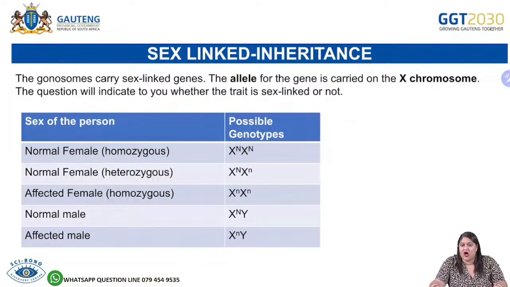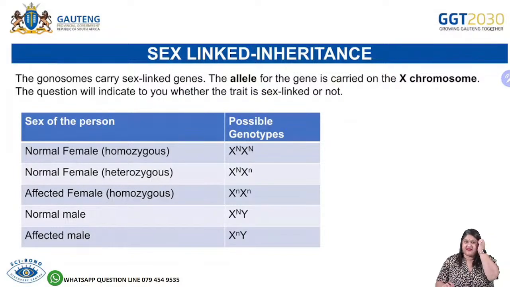But there are types of inheritance that occur on the gonosomes. These are called sex-linked inheritance. The allele for the gene is carried on the X chromosome. Very important for you to understand, grade 12, is that the allele for that gene is carried on the X chromosome, not on the Y chromosome, the X gonosome, basically. And when you are doing questions on this, the question will tell you whether the trait is sex-linked or not.